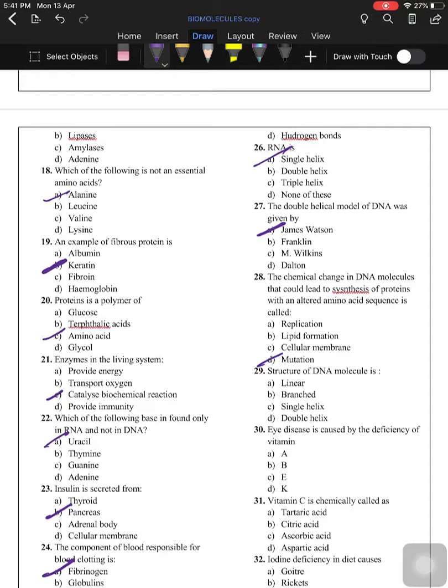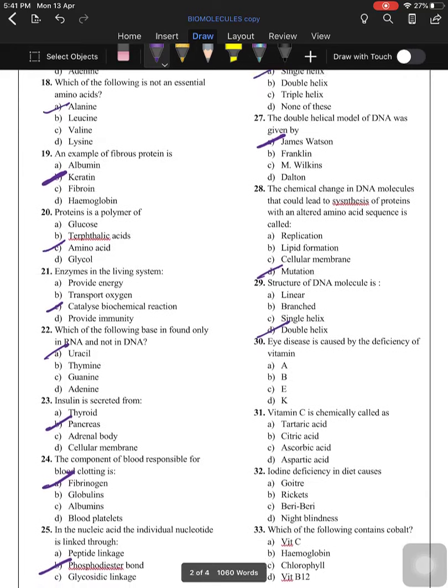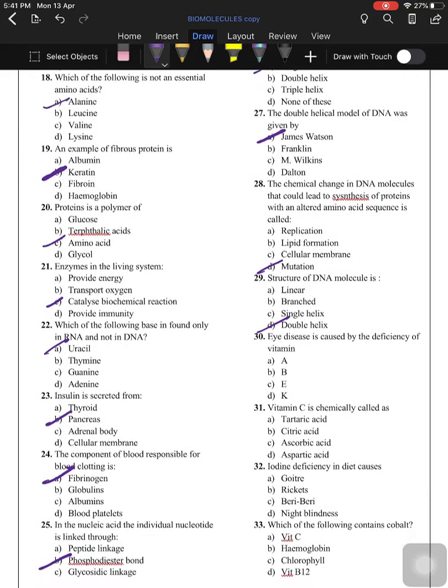Then the structure of a DNA molecule is dash. Moving on to the 29th question, the structure of DNA molecule is a double helix. That's why we call it the double helical model of a DNA by Watson Crick. Moving on to the next one, 30th. Here from this one, the vitamin questions will start. The eye disease is caused by the deficiency of which vitamin? That deficiency is of vitamin A.